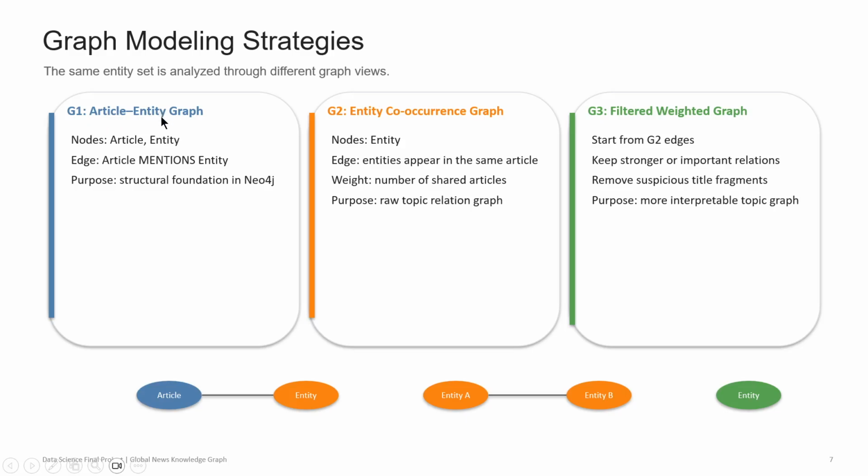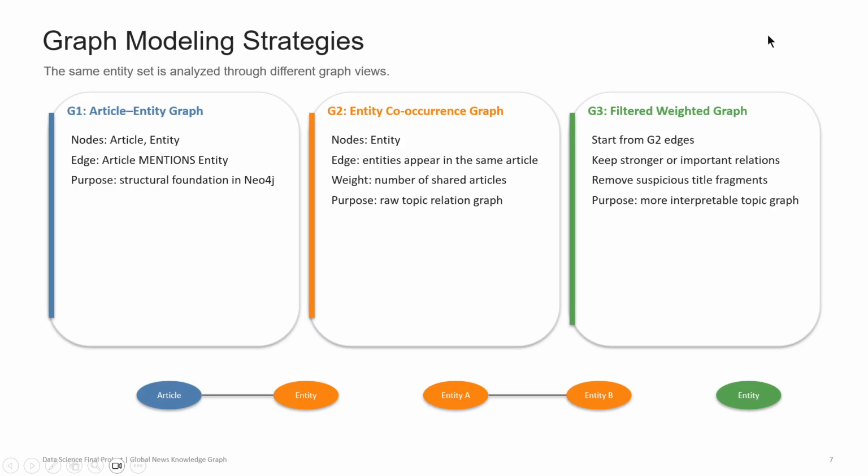The first graph is the article entity graph. In G1, each article is connected to the entities mentioned in its title. And the second graph is G2, the raw entity co-occurrence graph. G2 is derived from G1. If two entities appear in the same article title, we connect them with a co-occurrence relationship. If the same pair appears in multiple titles, the weight of their relationship increases.